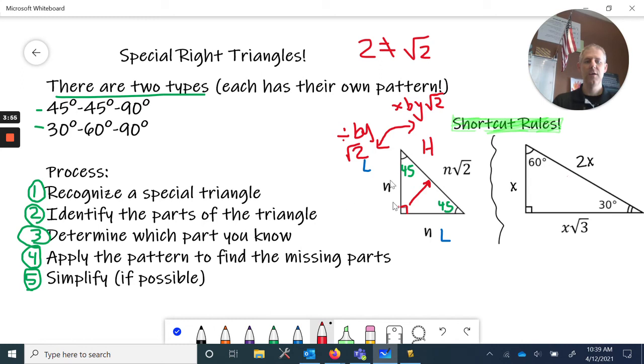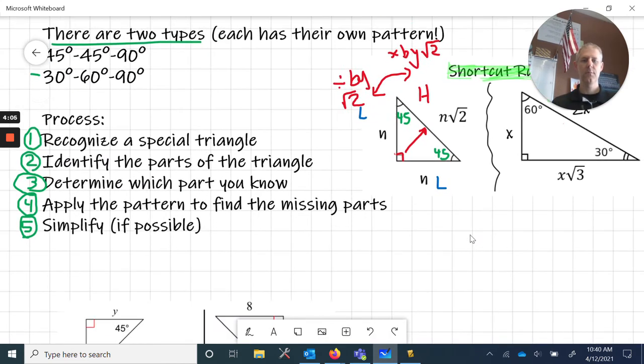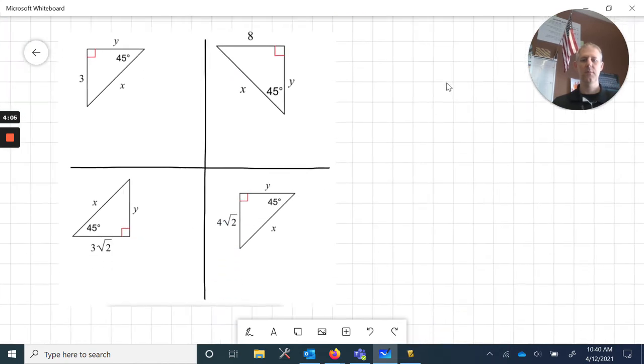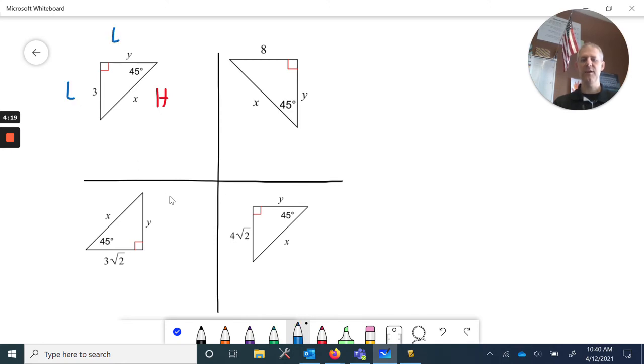Okay, so with that knowledge, that's the pattern. That's what happens. So let's look at a few problems and see how you might implement this. Okay, so I'm going to identify, yes, it's a 45, 45, 90. This is my hypotenuse. That makes this a leg and this a leg. And since I know this leg is 3, the other leg has to be exactly the same. That is also 3. Since I know the leg, to find the hypotenuse, I multiply by square root of 2.